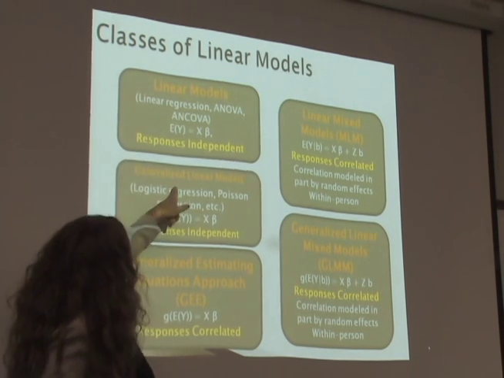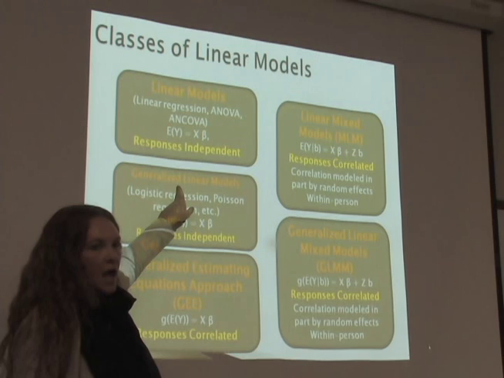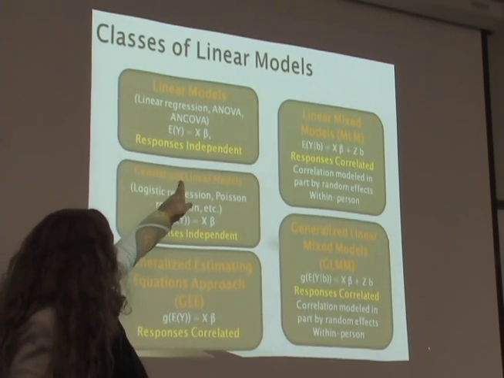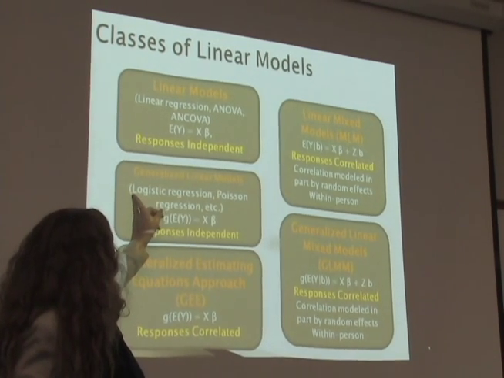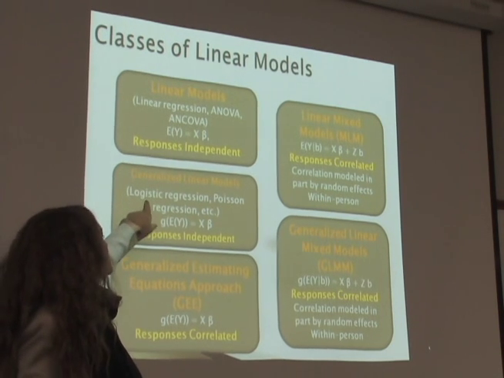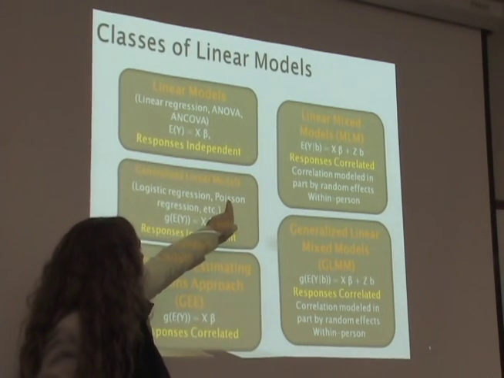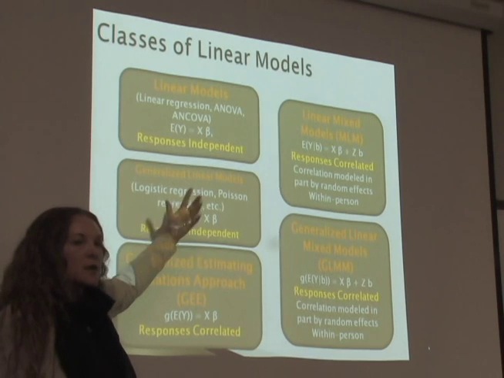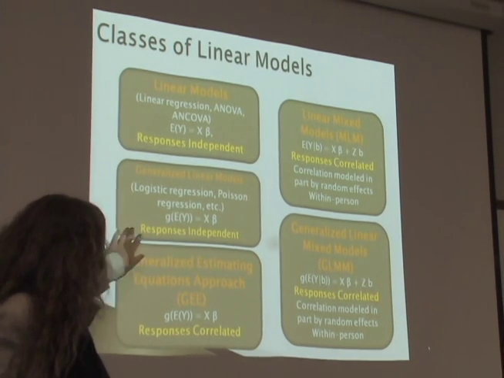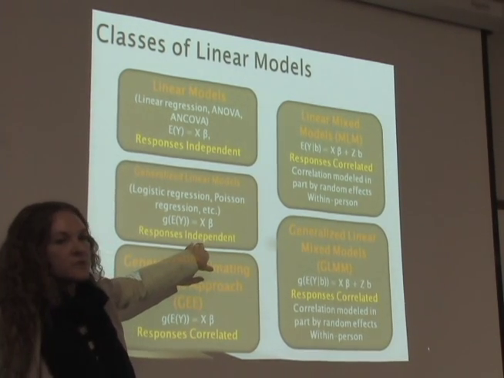The only difference here is that the distribution is generalized, right? So now we're generalizing to different distributional assumptions, like a logistic regression, a Poisson regression, negative binomial, etc. Still, we're assuming responses are independent.